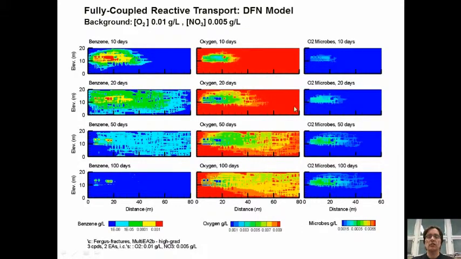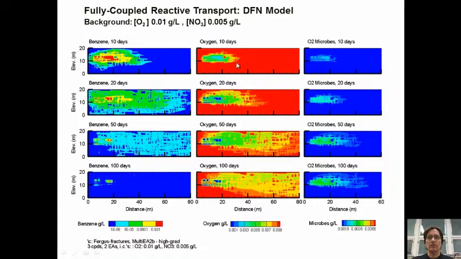We can take this conceptual model a little further and look at some more complicated fracture networks and build in different reactions as well. Here's a case of biodegradation in a fractured rock based on similar properties to that at Fergus, but now a more conceptual type of source zone. We have a source zone of benzene here already within the fractured rock, and this is dissolving. So here's benzene after 20 days in this fracture network, after 50 and 100 days.